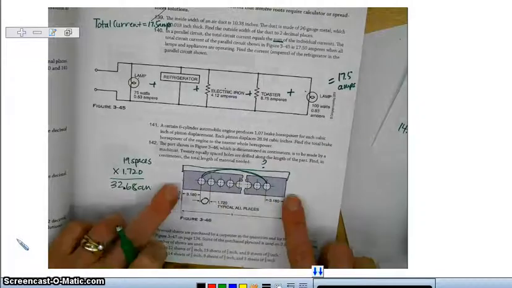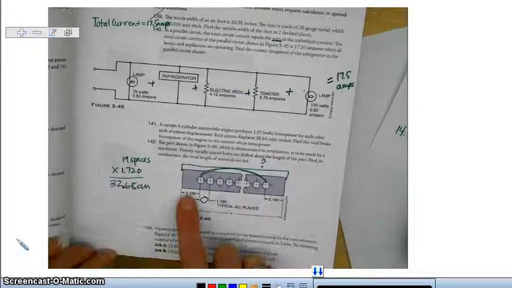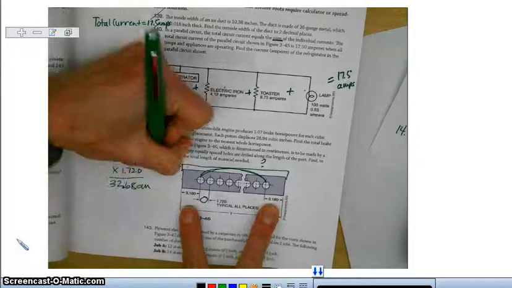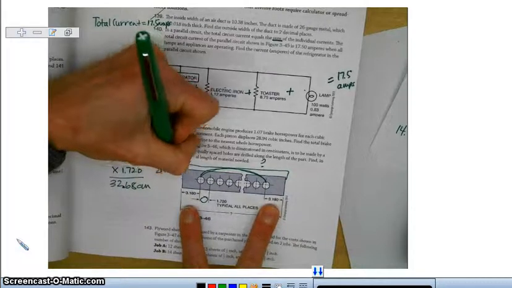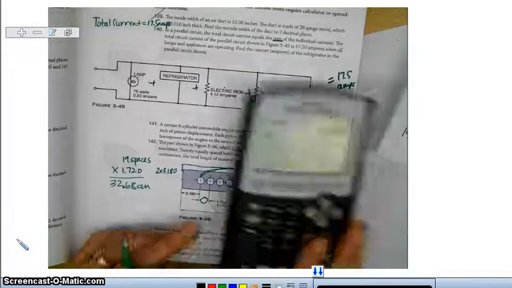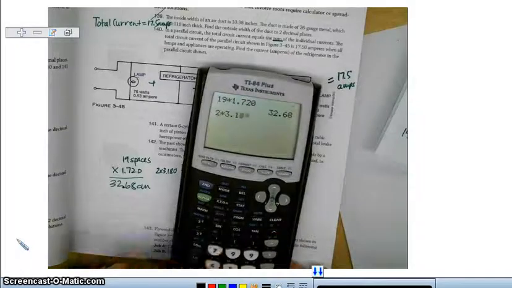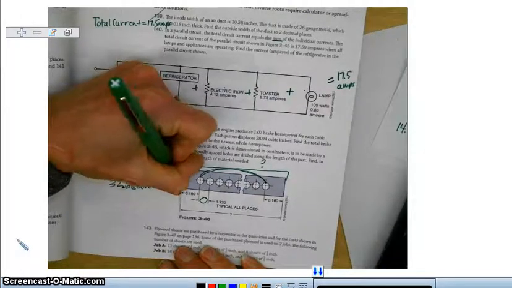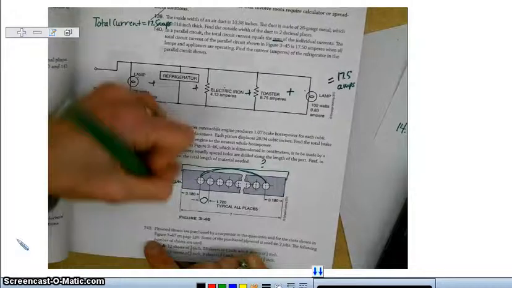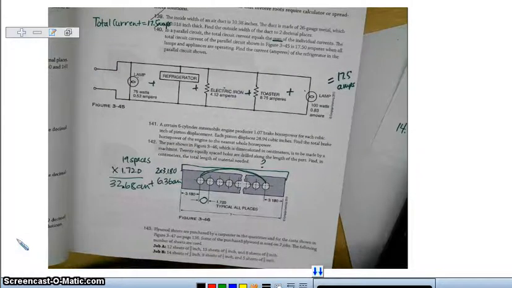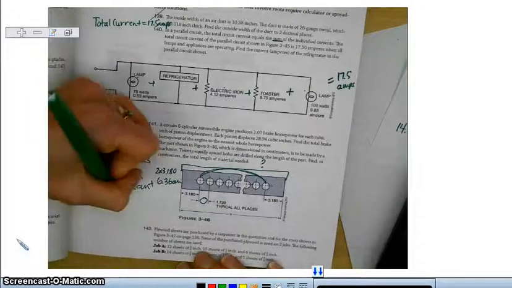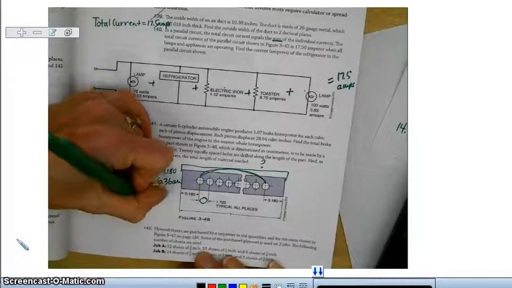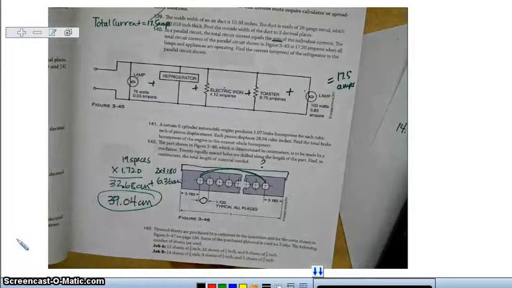Now I want to find the distance from here to here, so then I've got an additional 3.18 times 2. So 2 times 3.18, I'll do this on my calculator, gives me 6.36 centimeters, and those two I just need to add together. So plus 32.68 on my calculator gives me the total length is 39.04 centimeters. And the labels are important.